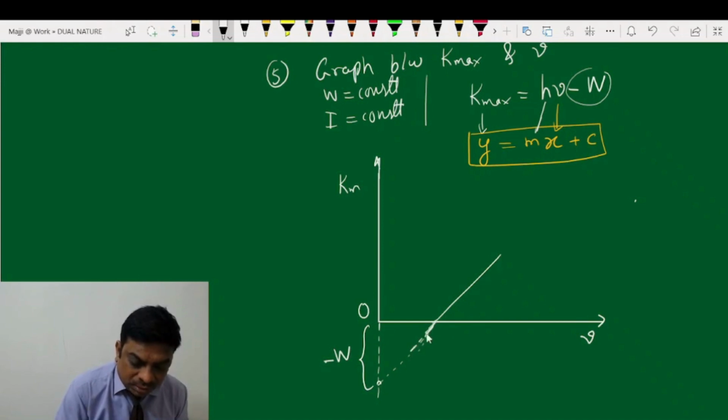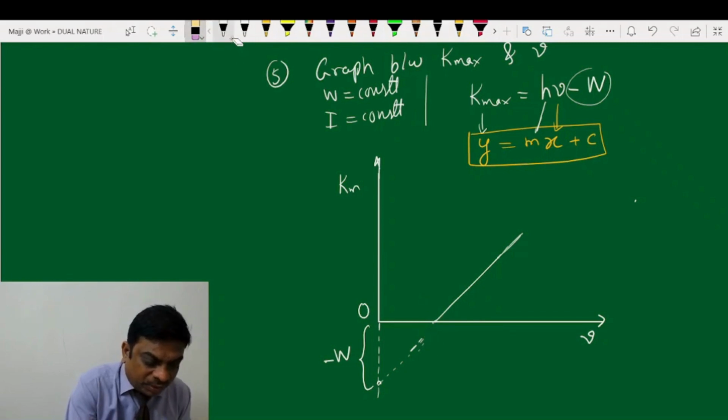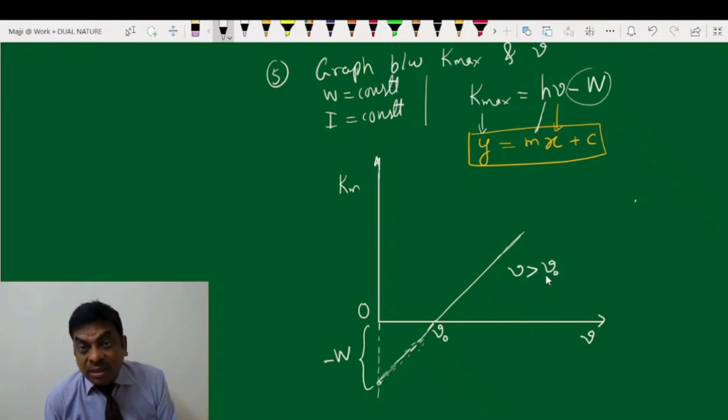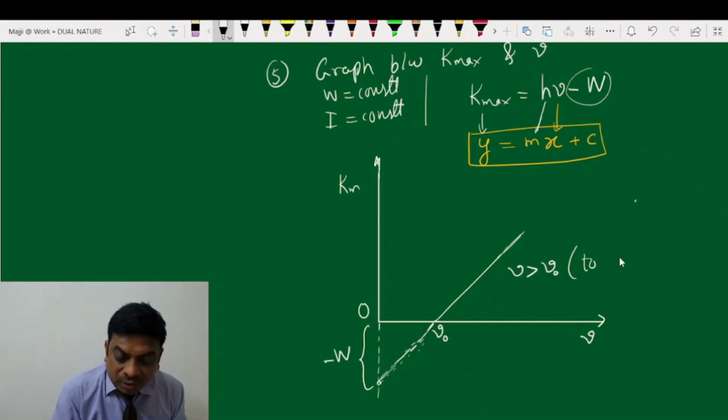Okay, students. So this kind of graph. Here you cannot expect the graph to the left of this point because this represents the threshold frequency, and below the threshold frequency you cannot expect any photoelectric effect. So the frequency must be greater than the threshold frequency. Only then will you be able to observe the photoelectric effect.